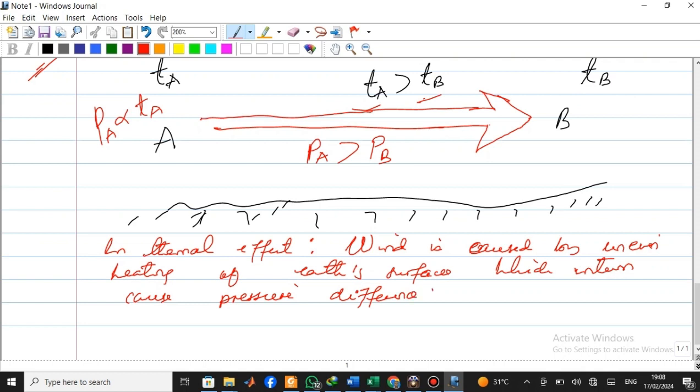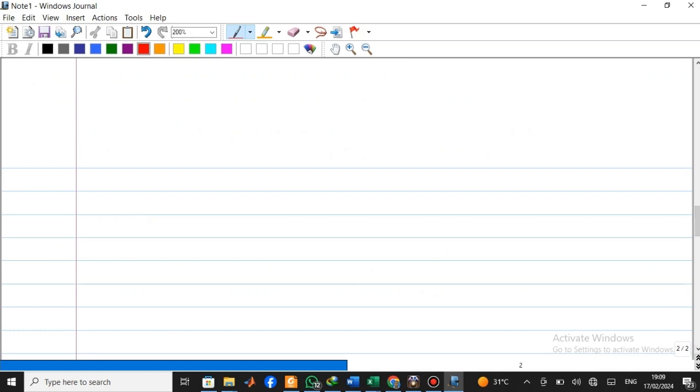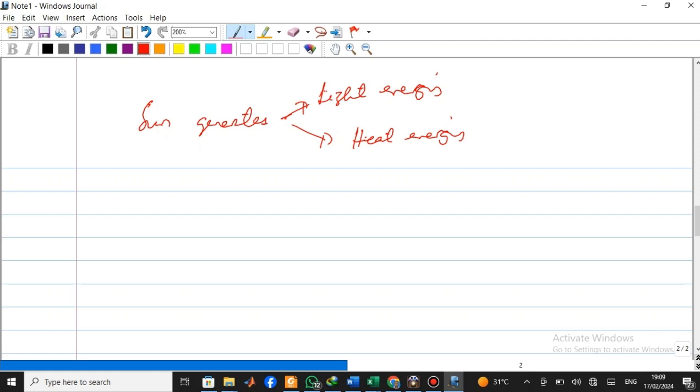We have said that the heating of the Earth's surface is uneven. Not all places will receive the same amount of heat energy from the sun, and the amount of heat energy received from the sun depends on the geographical location of the place. You can say that it depends on the latitude of the place. Since the heat energy that causes the heating of the surface of the Earth is from the sun, we know that the sun generates light energy and also heat energy. So light energy plus heat energy is equal to the total amount of solar energy from the sun.